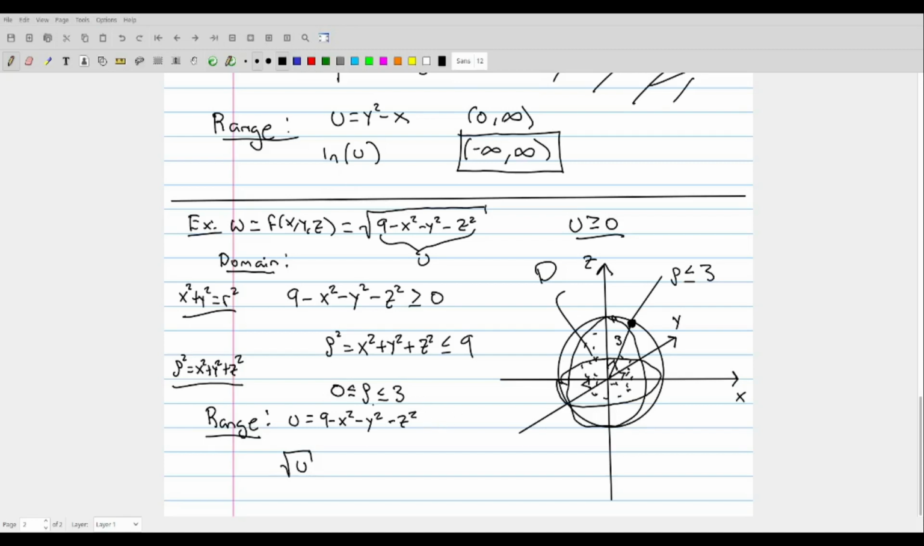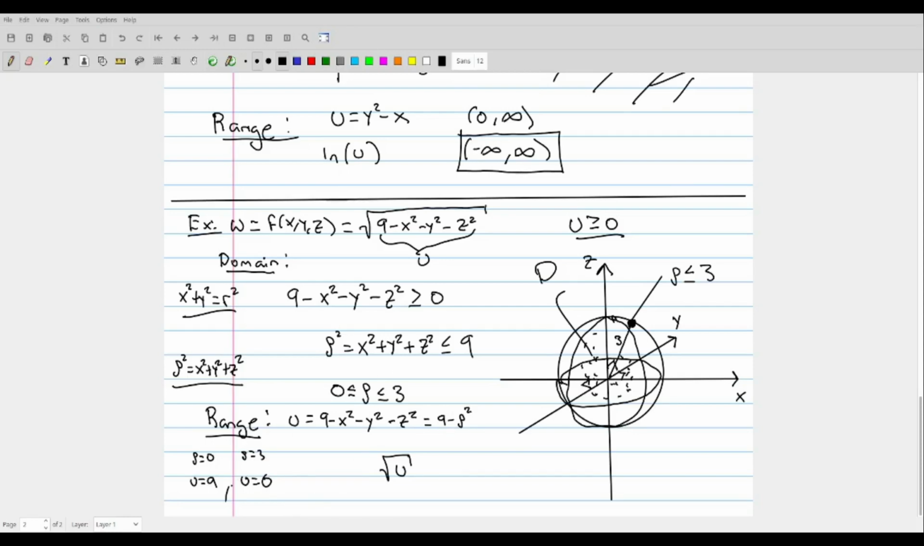So because rho is between 0 and 3, and x squared plus y squared plus z squared is rho squared, u is just 9 minus rho squared. Which means that u is between a low value of 0 and a high value of 9. When rho is equal to 0, u is equal to 9, and when rho is equal to 3, u is equal to 0, because you have 9 minus 3 squared, which is 9 minus 9.